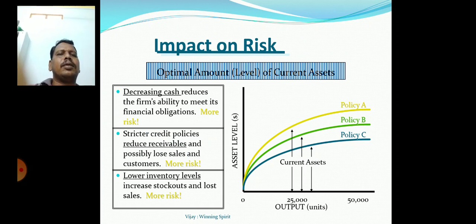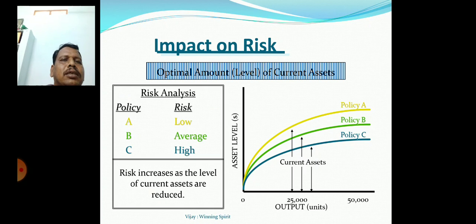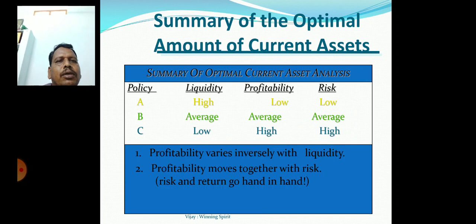Impact on the risk. Decreasing cash reduces the firm's ability to meet its financial obligations, so more risk is involved when cash decreases. Stricter credit policies reduce the receivables and possibly lose sales and customers: more risk. Lower inventory levels increase stockouts and lost sales: more risk. This means a lower level of current assets individually impacts the risk. From the policy point of view, in the risk impact, policy A is low, policy B average, policy C high. Risk increases as the level of current assets is reduced. This we have to understand.